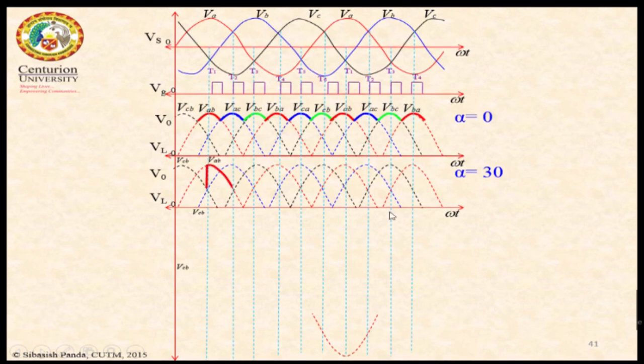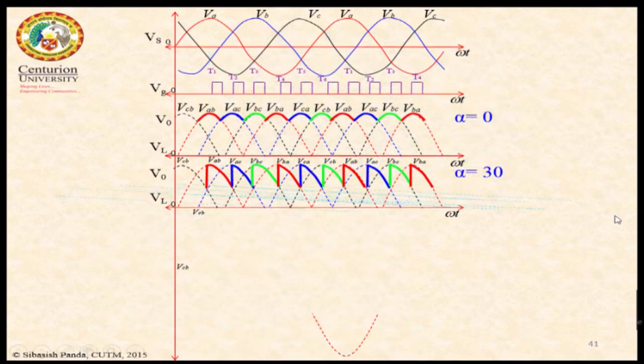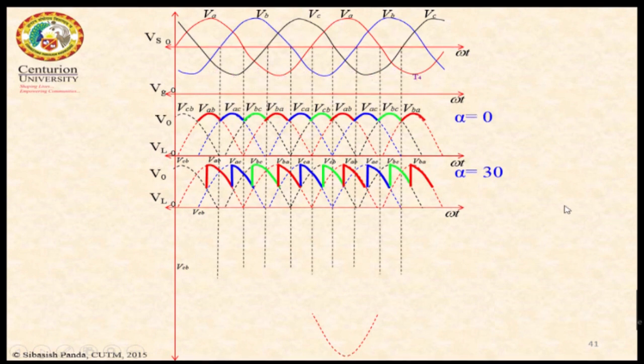So how will the waveform be? At 90 degree it will follow my VAB line voltage. Next VAC, then VBC, BA, and it will continue its conduction, and so on. So this is the waveform for alpha equal to 30 degree. Next we will see how the waveform will be for different values of alpha.